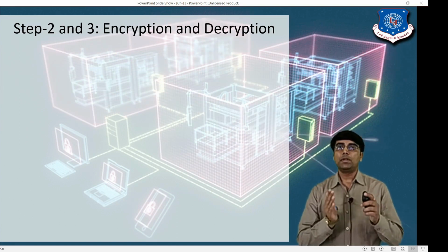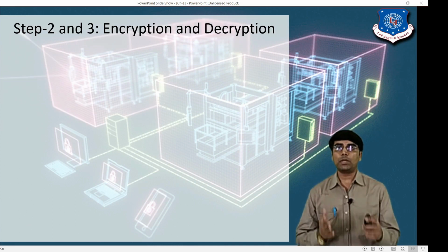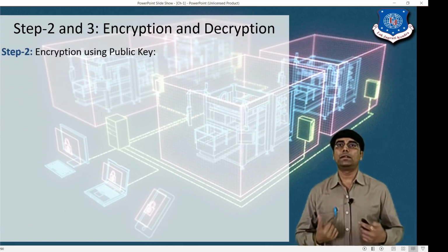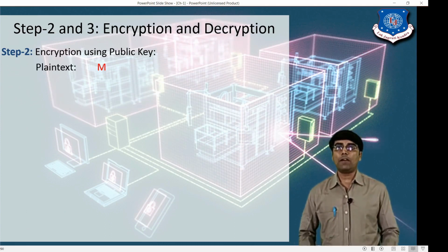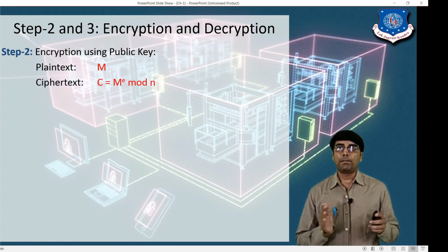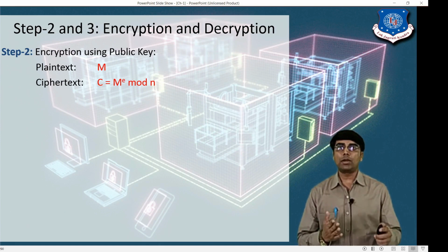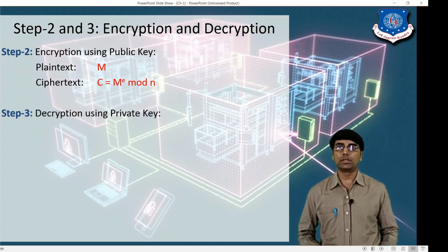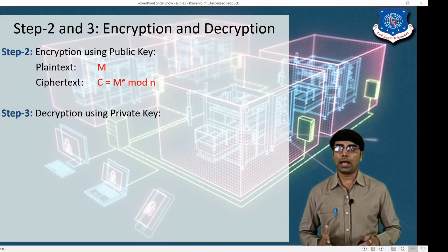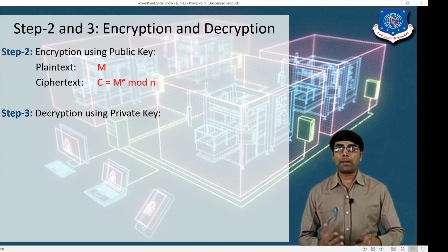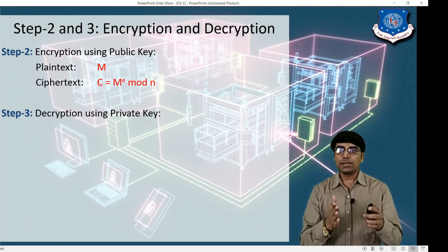Now the second step: encryption and decryption. How to perform the encryption and the decryption? There is one formula to encrypt and decrypt. The formula of encryption using the public key: the plain text is represented as M, and the cipher text C equals M raised to e mod n. With the help of this formula we will encrypt the message, and after applying the encryption it generates a cipher text.